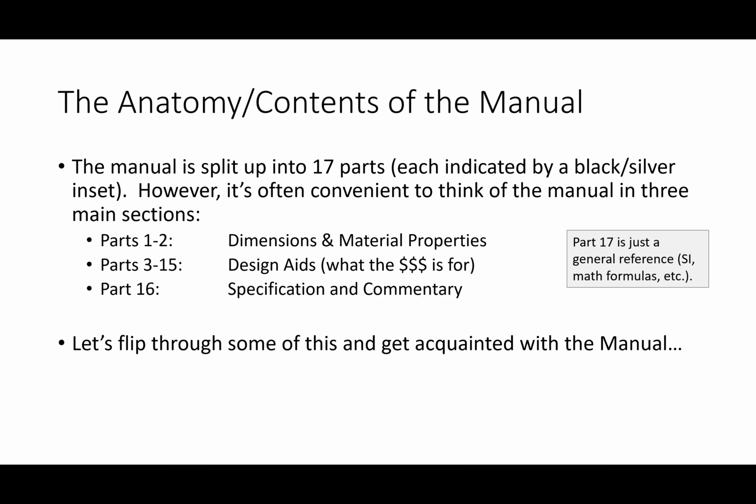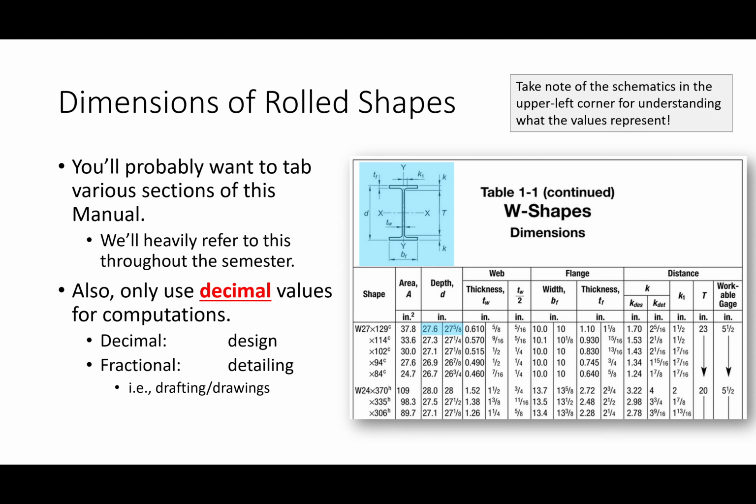Okay, I want to start opening the manual to get used to some things. So the first thing I want to do is have everybody open their manuals to a table like this. Just so you are aware, this is table 1-1, the dimensions of rolled shapes. This screenshot is going to look a little different because this is from the previous edition of the manual.